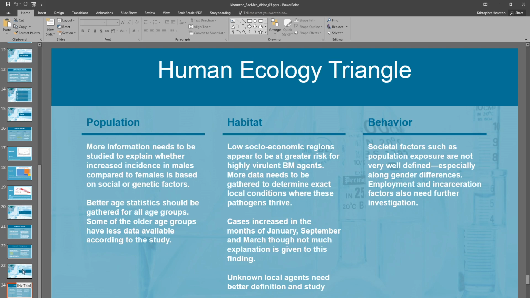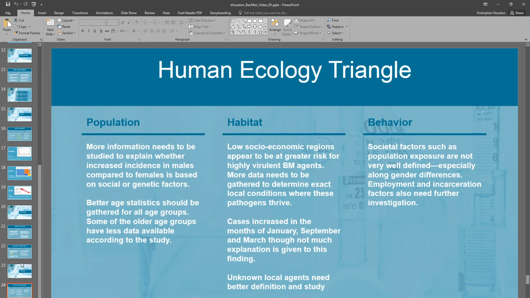Definitely more information needs to be studied, which can explain increased incidence in males as compared to females, and the higher case fatality rate in females as opposed to males. There may be actual genetic factors, if not societal factors or social factors. They also need better age statistics and age recording for some of the more elderly groups in the population.